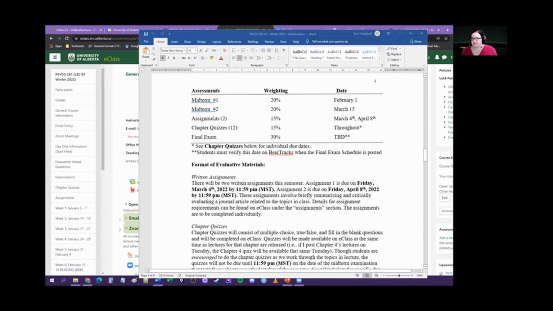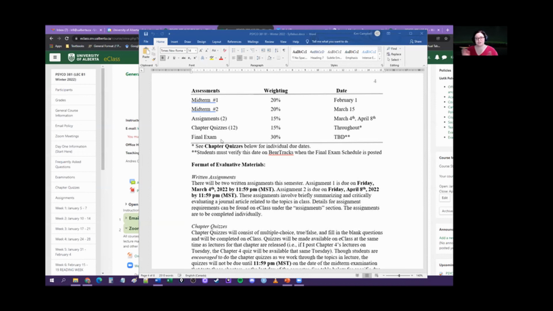Okay, so these are our main components. We have 2 midterms. We're going to have 2 assignments, and then we have chapter quizzes and a final exam. The assignments are something that we'll talk about as we move into the semester. I haven't 100% decided what I'm doing quite yet, but it's going to be something to do with reading some kind of scientific article and showing that you understand the topic. So, can you think critically about a concept?